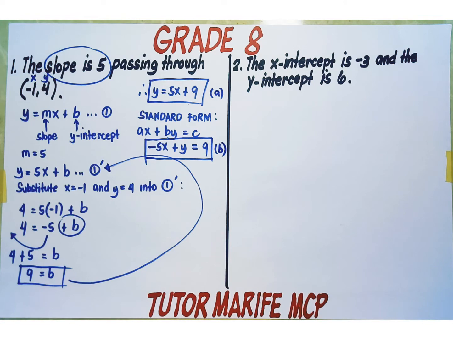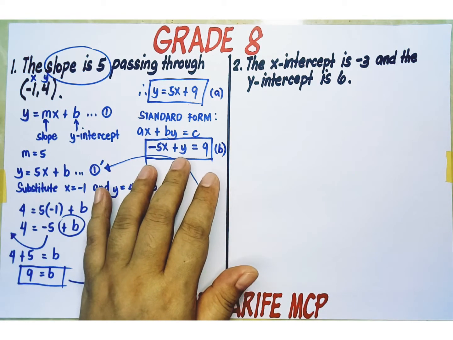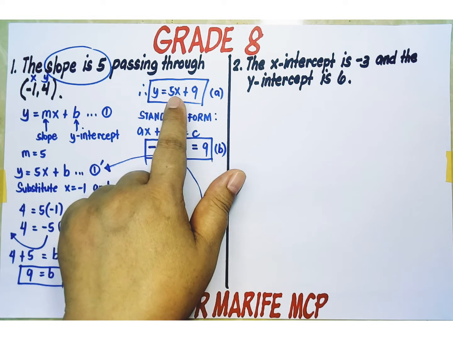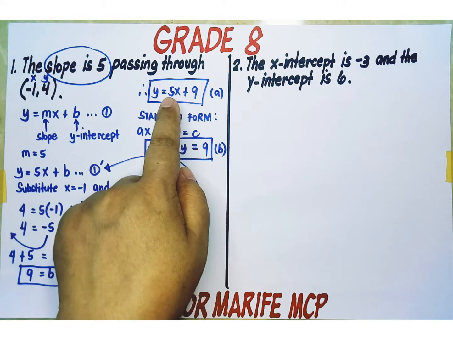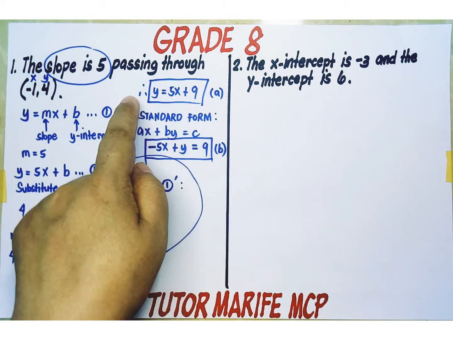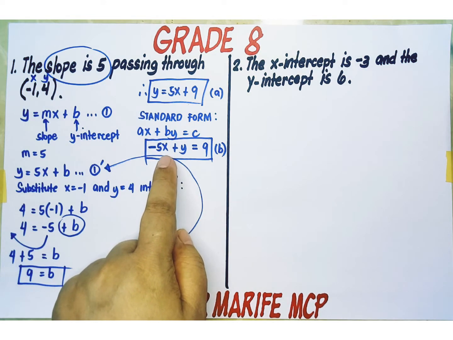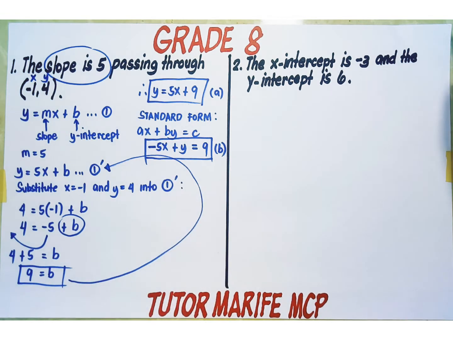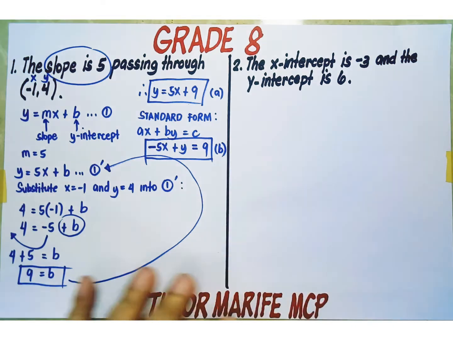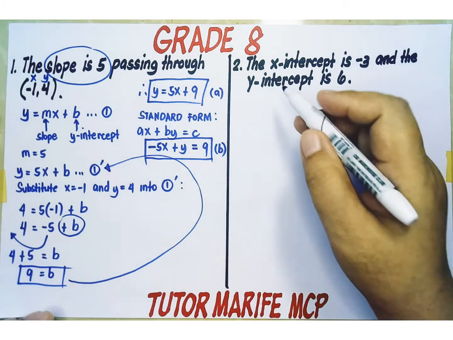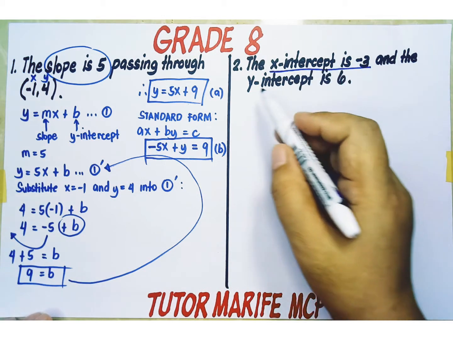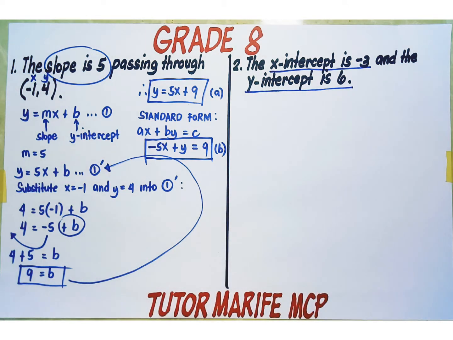So, yung expressing your answer in standard form ay madali lang kung nakuha mo na yung equation ng line in slope-intercept form. Kasi ililipat mo lang yung x term mo to the left. Makukuha mo na yung answer in standard form. Okay? So, tapos na tayo sa first problem. Sa second problem, iba naman yung set of information na binigay. Ang given x-intercept is -3, y-intercept is 6.